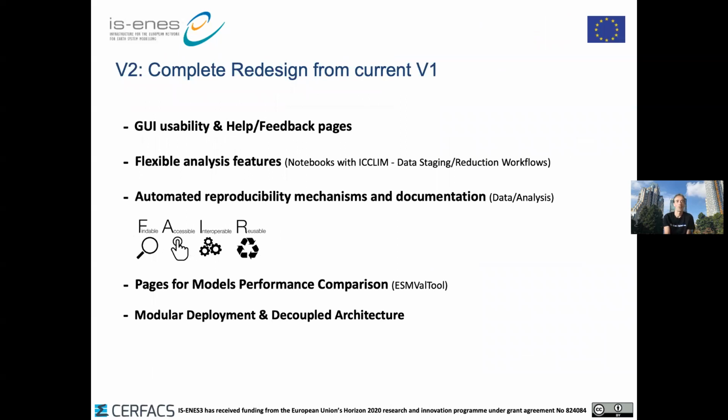This new version is called V2. It's a complete redesign from the current V1 version that is available as an operational version. There is more GUI usability, help and feedback pages, and flexible analysis features, so notebooks with ICCLIM, and it also automates data staging, using reduction workflows. It provides automated reproducibility mechanisms and documentation for data and analysis, aiming at FAIR compliance. There are pages for model performance comparison using a tool called ESMValTool. And the underlying code structure is modular, so it can be deployed easily on specific architectures.